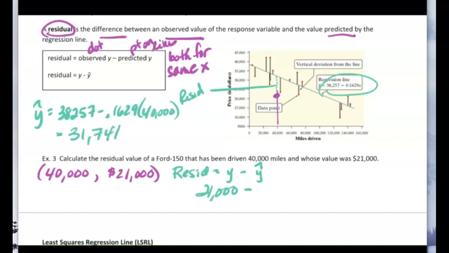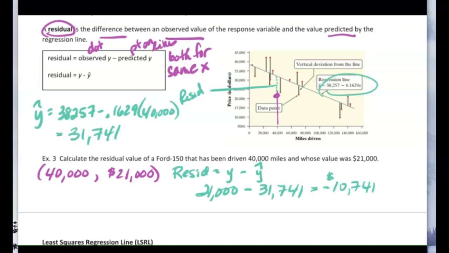So we're doing 21,000 minus 31,741, which turns out to be negative 10,741. That's basically telling us what our error is between the point that we would have plotted, the one that they gave us for 21,000, and what the line would have given us if we had calculated. So we are off by about 10,000. As a matter of fact, our line is actually above that data point, right? It is actually a higher amount.